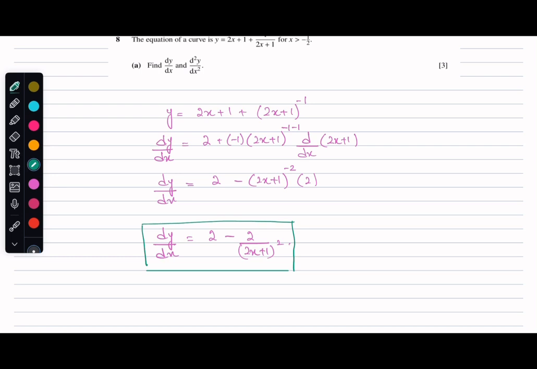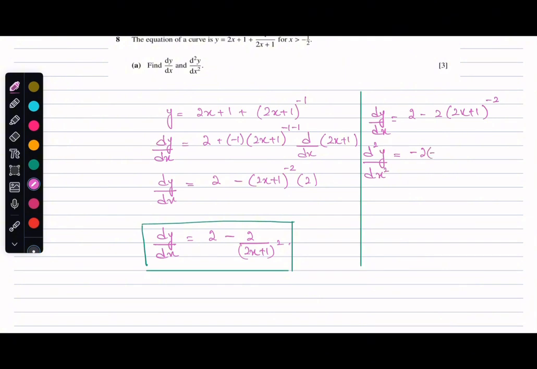Now the second part of the question says where I shall be getting the second derivative. So I'll say it's the first derivative dy by dx, which is actually equal to 2 minus 2 and 2x plus 1 to the power negative 2 here. So to get the second derivative, it's d2y over dx square, and this then shall be equal to 2 being a constant gets eliminated. After that, I have a negative 2 for the second term.